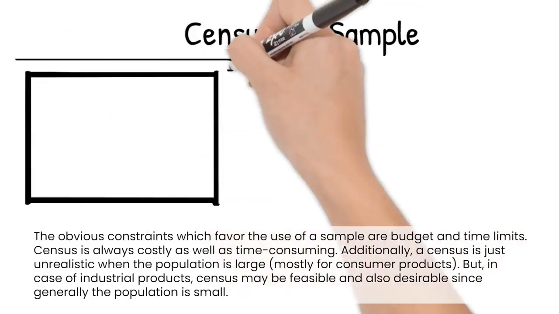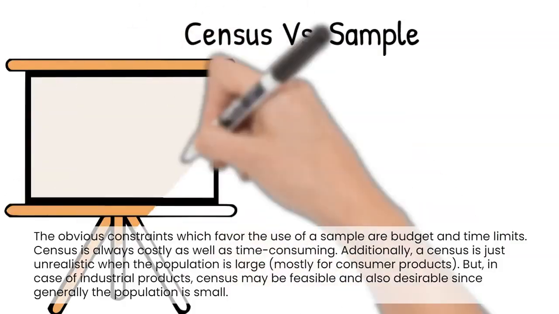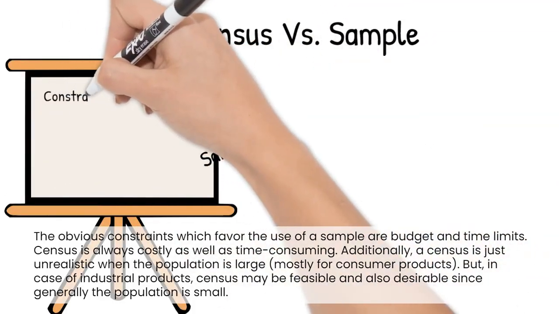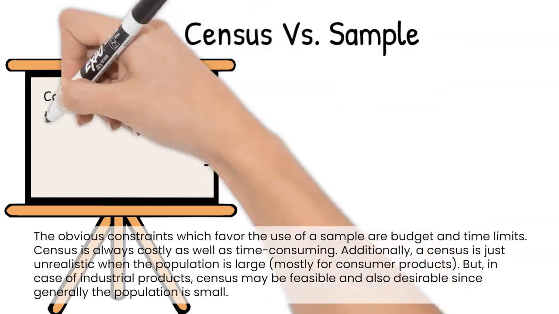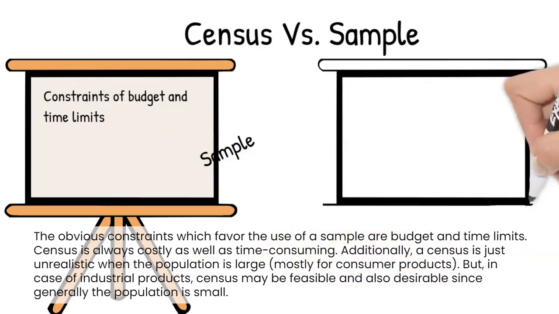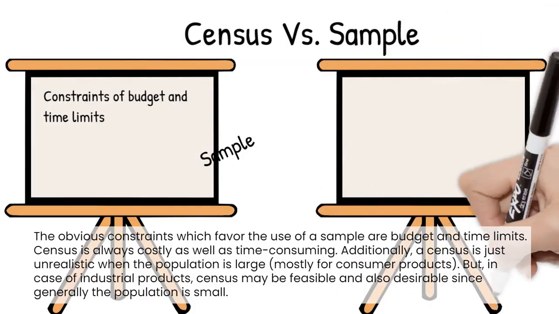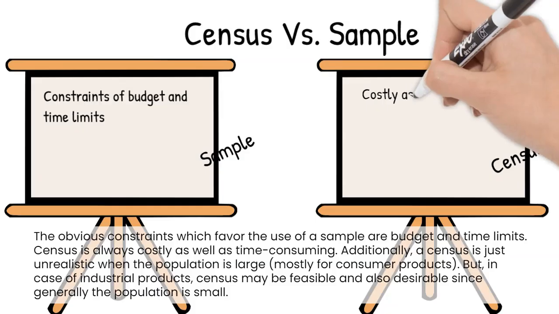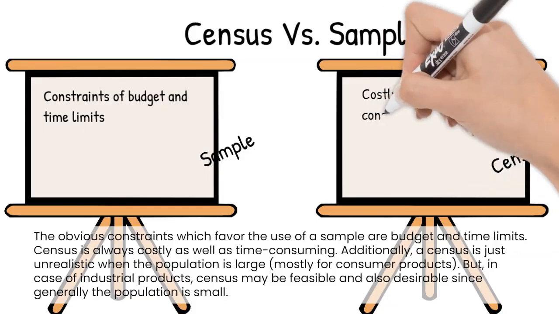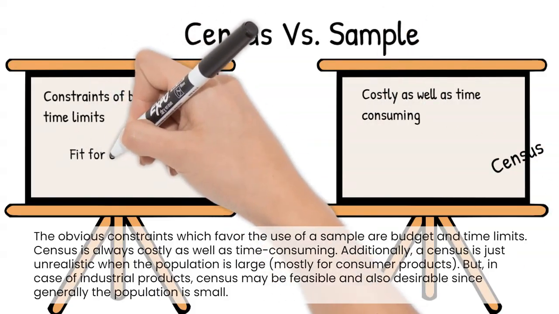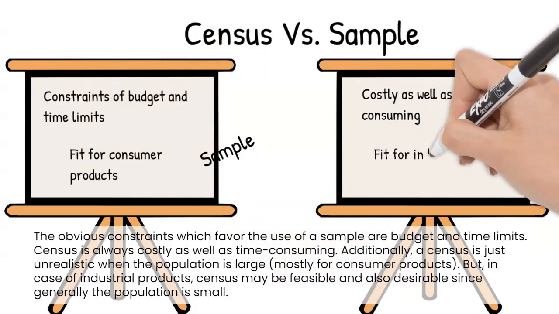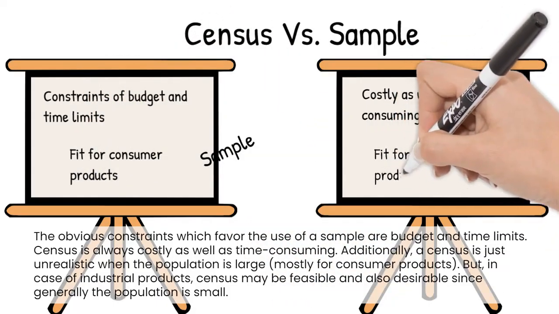The obvious constraints which favor the use of a sample are budget and time limits. Census is always costly as well as time-consuming. Additionally, a census is just unrealistic when the population is large, mostly for consumer products. But in case of industrial products, census may be feasible and also desirable since generally the population is small.